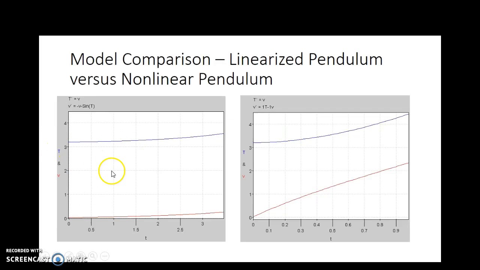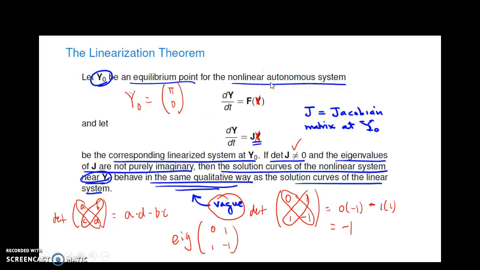However, quantitatively, the value of theta, the angle of the pendulum at any given time, is different than it is in the linearized system. So it gives us a good estimate. It's an approximation approach, and it's a useful approximation approach, but it leaves much to be desired in the way of giving us exact behavior.